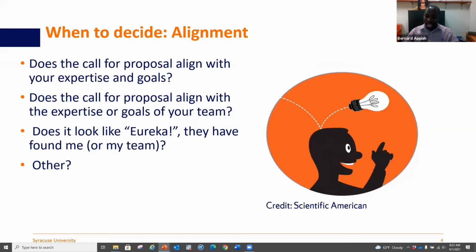And then also you may have your own mission. So you really want to be sure that that alignment is certainly great. And if that happens, then it's like they have found you. That is where you say, this is it. Now I'm going to go for it.